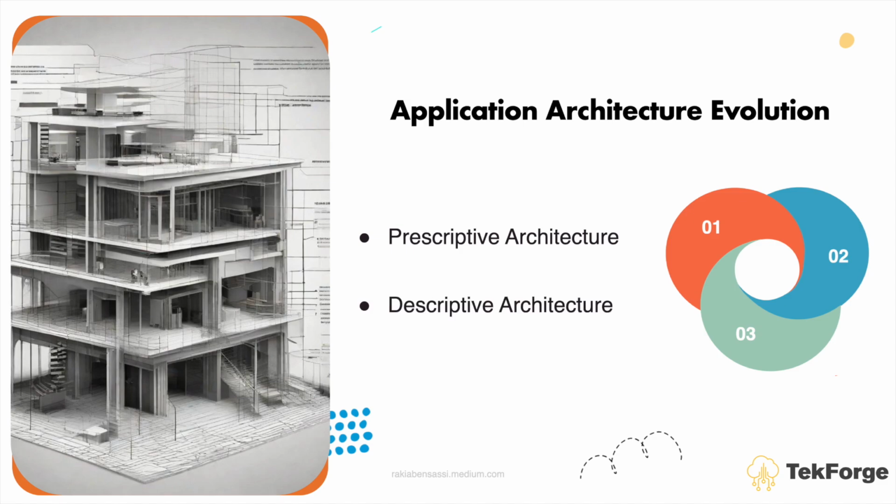While prescriptive architecture is created before implementation and serves as a guide, descriptive architecture is derived from the implemented system itself. It represents the actual architecture that has been realized through the development process.